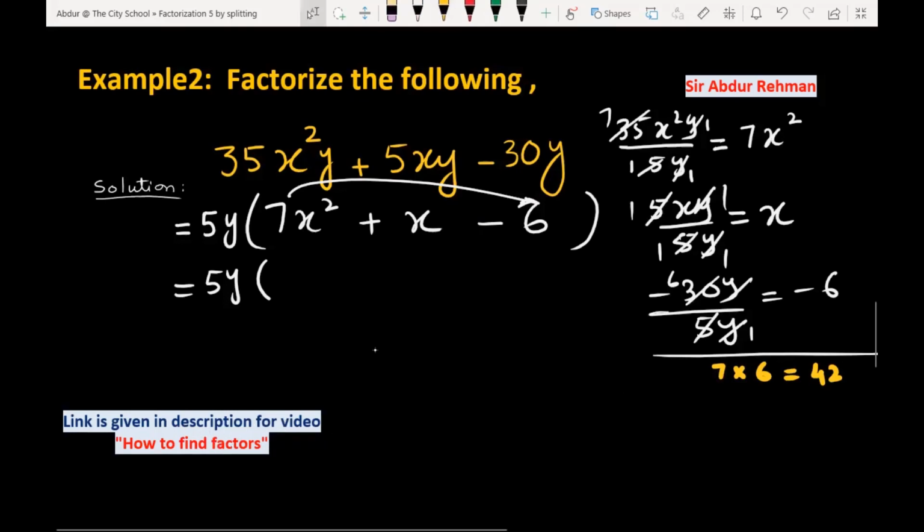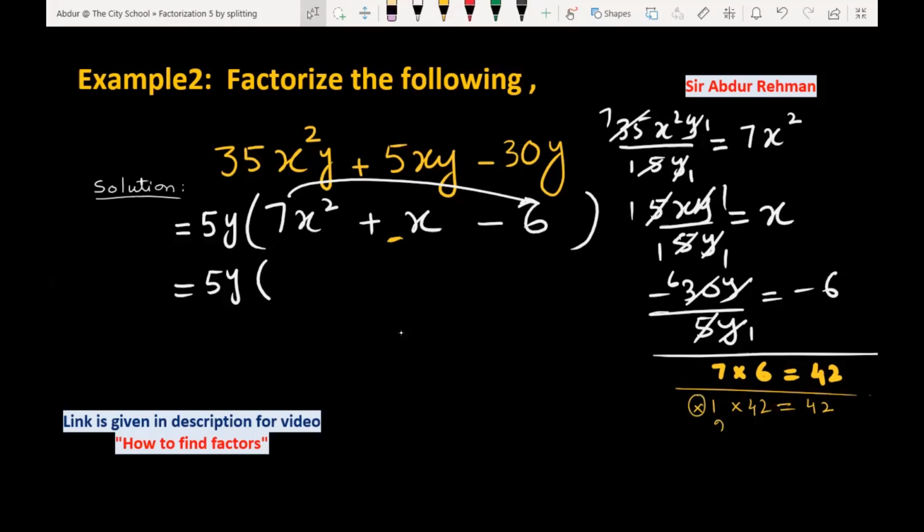You can watch. So try to find out the factors of 42. The first factor is 1 times 42 is 42. Now check. The middle term coefficient is 1. We have to get 1 by adding or subtracting the factors. So 42 plus 1 is 43, and 42 minus 1 is 41. Our target is 1 here, so it is rejected.